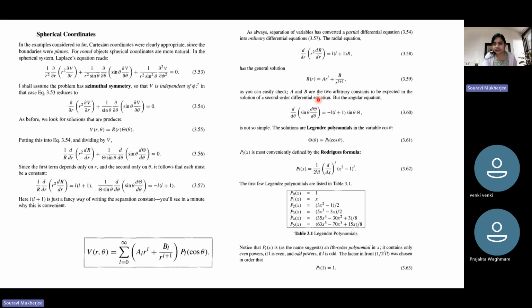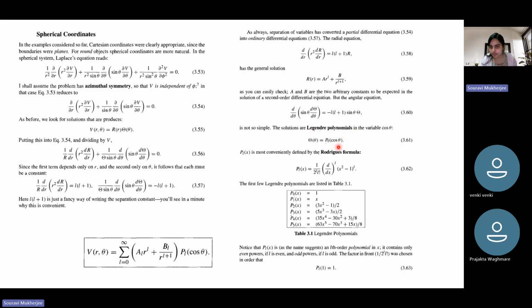So if you do that, this is the general form of r, and this is your general form of theta. These are called Legendre polynomials. And again, these Legendre polynomials form a set of complete and orthogonal functions. Okay, so that means again you can actually use the orthogonality relations, but now the orthogonality relation will be that of Legendre polynomials.